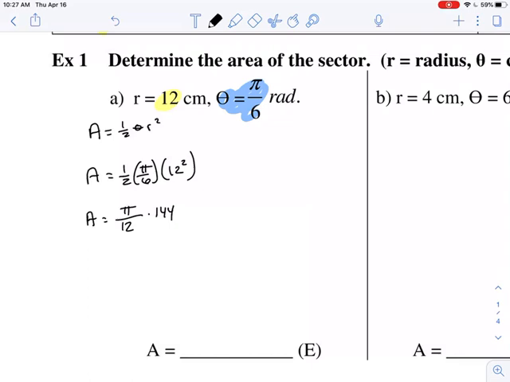So now I'm left with area equals 144 pi, right? That times that, and then if we just think about it being over a 1, 12 times 1 is 12. So 144 divided by 12 is 12 pi. So the area of that sector, of that circle, is 12 pi. And then my units is centimeters. So centimeters squared, since we're doing area.